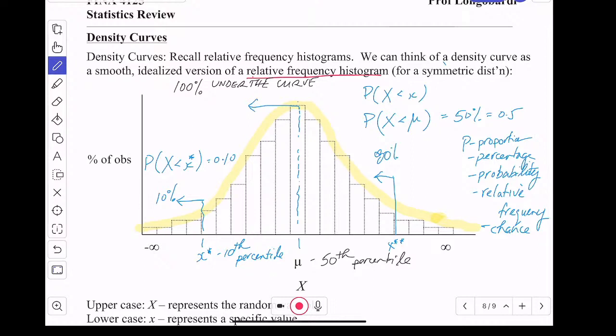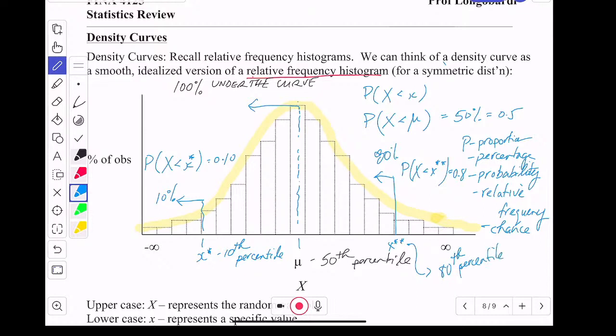Eightieth percentile, right. So we write that P(X < X**) = 0.8, and X** is called the 80th percentile. And I can also talk about, so let me put numbers on these.